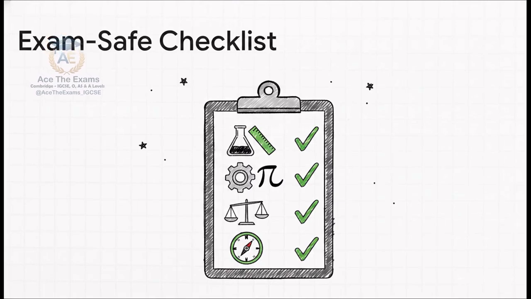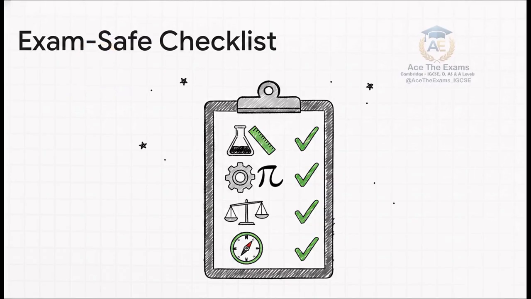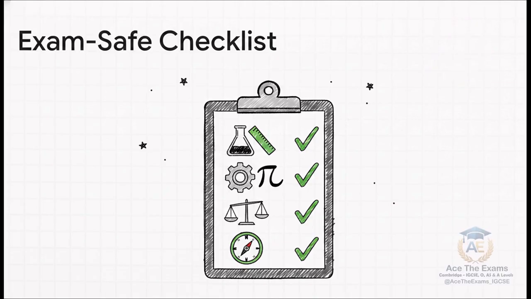So, to absolutely bulletproof your grade, just run through this exam-safe checklist. Number 1, have you chosen the correct simple apparatus? Number 2, is your method clearly stated? Number 3, are your substituted values written with their actual SI units? And number 4, if it's a vector, is the direction explicitly written down? If you lock these 4 things in, your marks are totally secure.